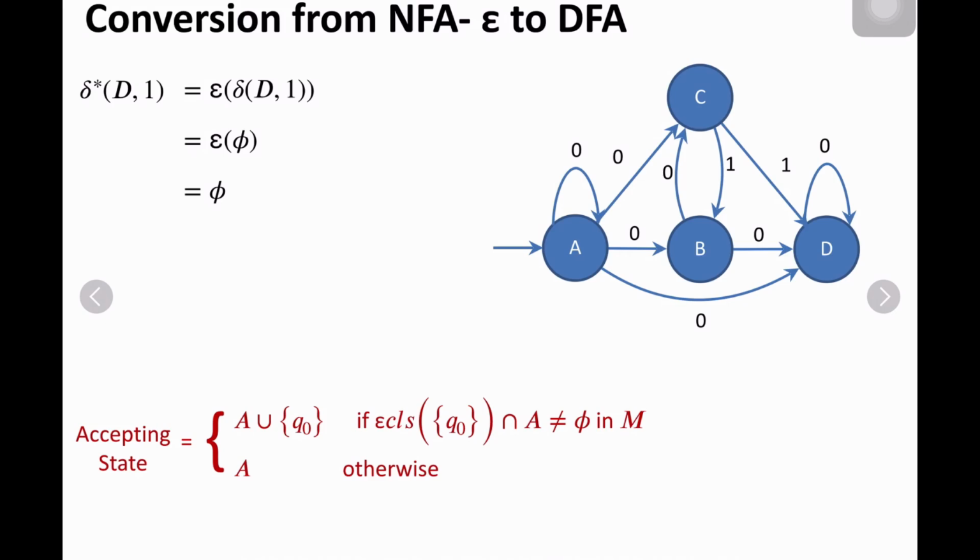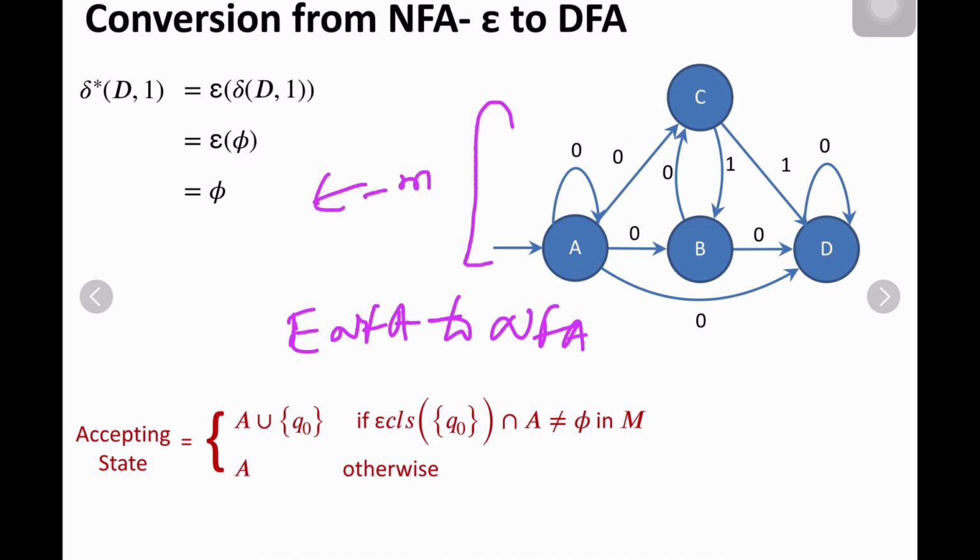This is the final transition diagram, conversion from epsilon-NFA to NFA. In this diagram there is no epsilon move. Now we complete this, all the transitions are over, A, B, C, D have got it. The only thing left is to decide which is the final state.